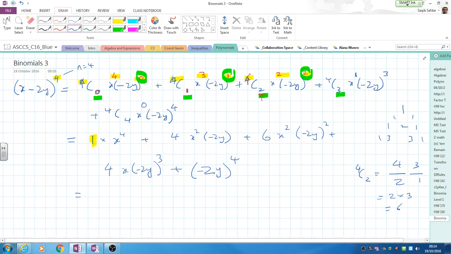And we can tidy that up further. So we've got x to the power of 4. Minus 2 times 4 is minus 8x squared y. Then the minus 2 squared will give us what? Beth.